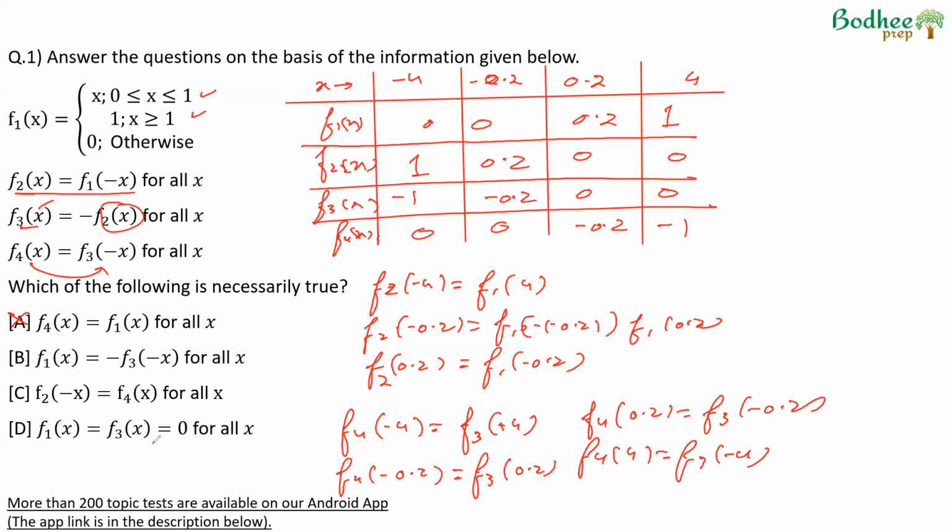F1x is equal to F3x. F1 and F3 obviously are not equal to 0. No, this is also wrong. So B and C are left.